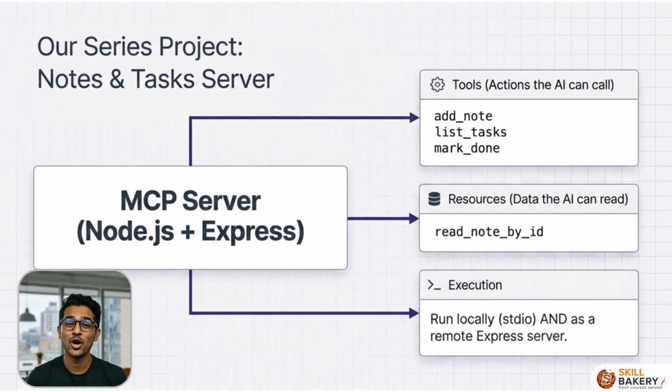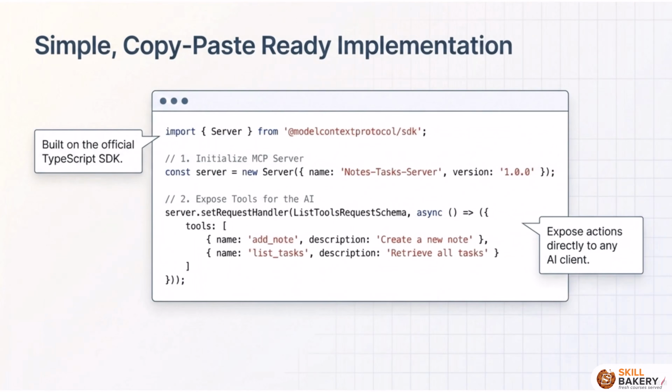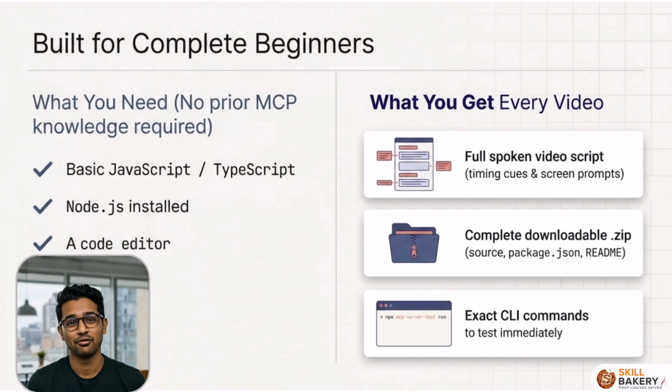Our project will be a notes and tasks server built with Node.js and Express. We will define tools for the AI to call, register resources it can read, and set up local execution. We will use the official TypeScript SDK to implement this. As you can see, it is a straightforward process to initialize the server and expose actions directly to any AI client. This series is designed for beginners.